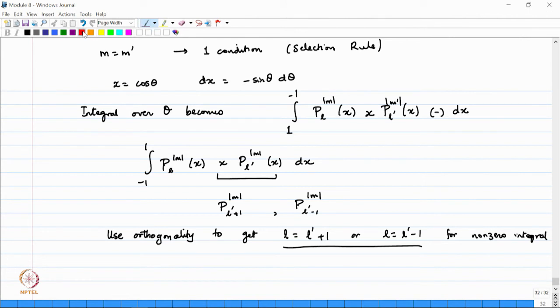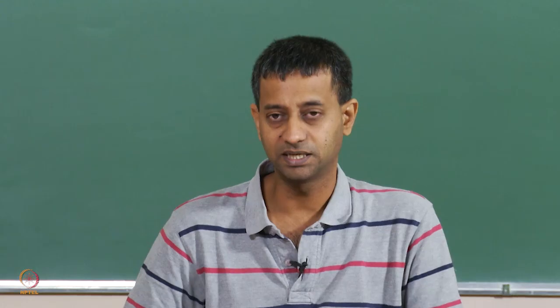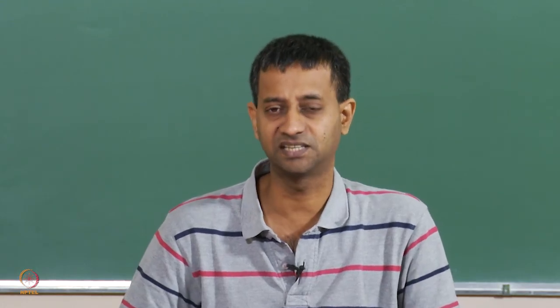So, the final selection rules for rotational spectroscopy are m equal to m', L equal to L' plus or minus 1. What I have shown you through these problems is again a very useful selection rule for rotational spectroscopy. So, we can see the applications of these orthogonal eigenfunctions in actually deriving selection rules for spectroscopy.